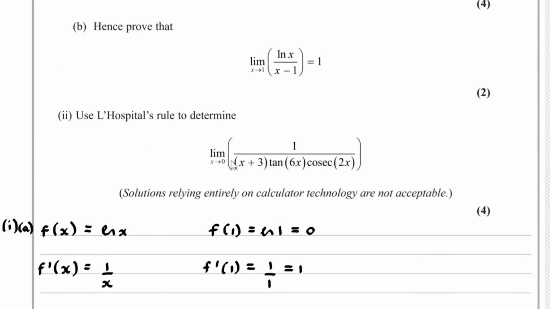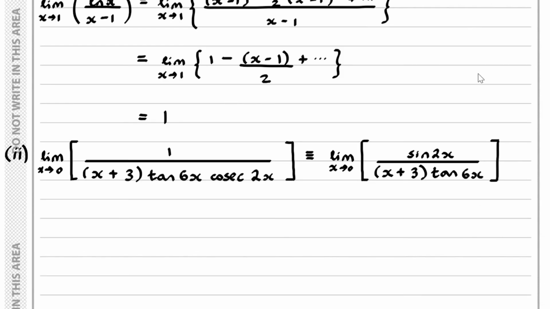Next we have to use L'Hopital's rule to determine the limit as x tends towards 0 of 1 over x plus 3 times by tan of 6x times by the cosec of 2x. Well, this result here is the same as the limit as x tends towards 0 of sine 2x over x plus 3 times by tan of 6x. 1 over cosec 2x is just sine 2x. Now if I take the limit as x tends towards 0, this is of the form 0 over 0, and therefore we have to use L'Hopital's rule.